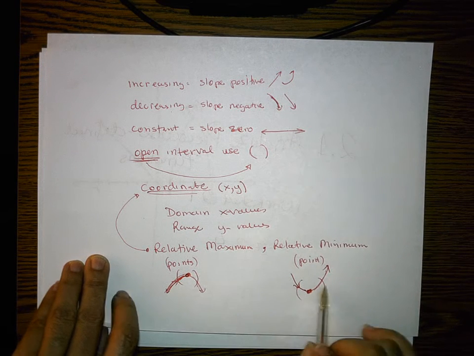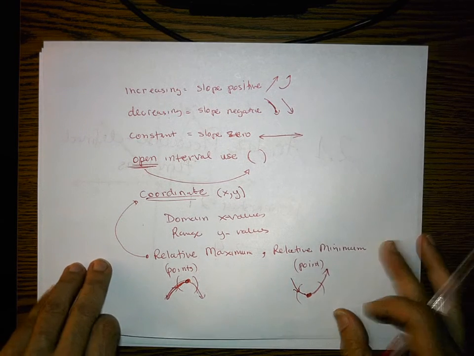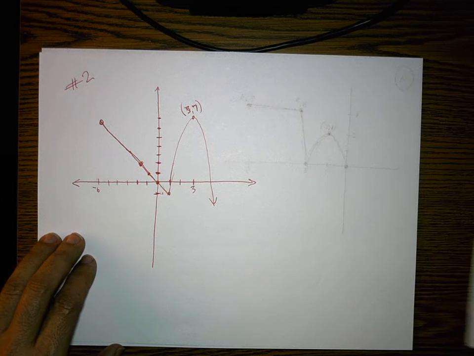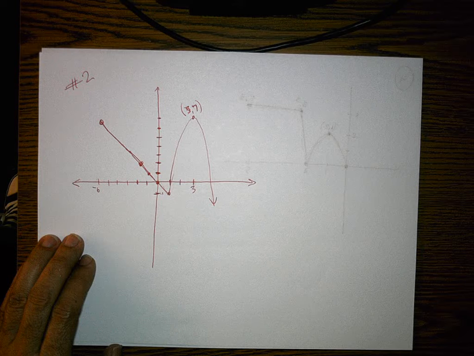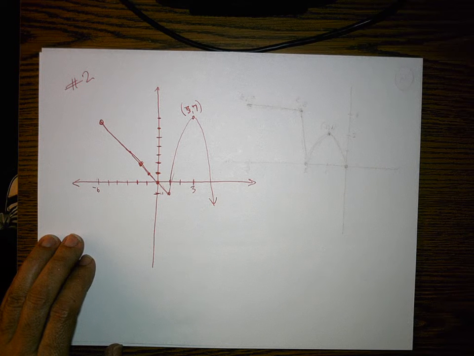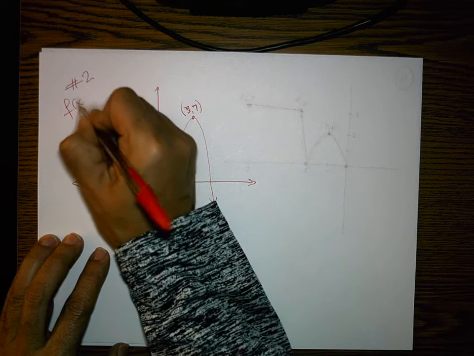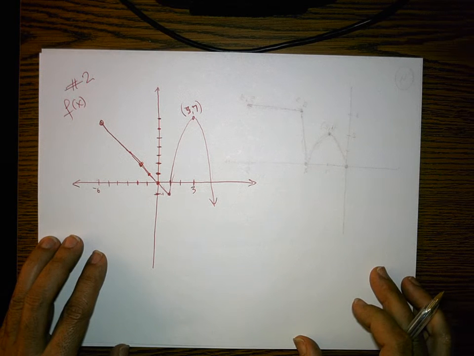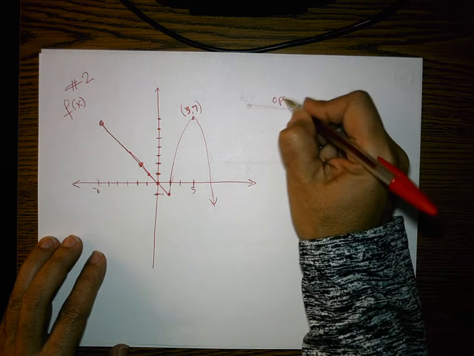Okay? So it will make more sense when we apply all these words that we're going to use to this graph of number 2 right here. When I look at this graph of number 2, the first thing that they ask me is to state the open interval or intervals on which f of x is increasing. So we have this function right here, we're going to call it f of x. And they're asking us to show what interval, and it says open interval.